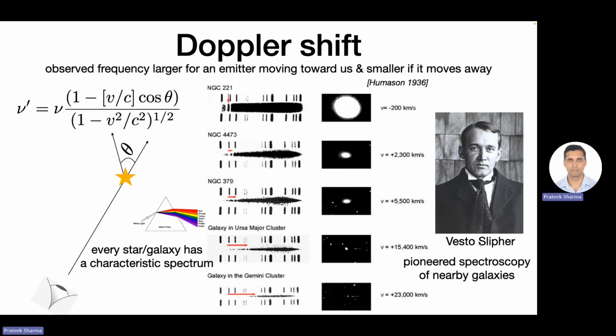So minus means it's coming towards us. So blue shift is negative velocity, according to the convention. Red shift is positive velocity, things which are moving away from us. So here are some spectra measured by someone called Humason.